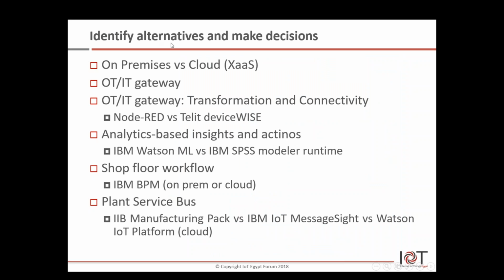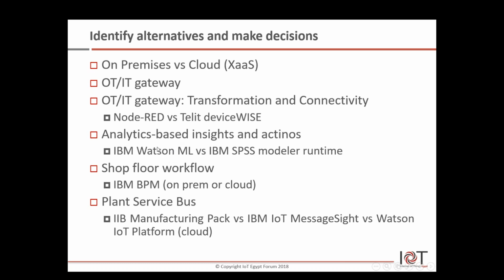we were able to identify alternatives and make decisions for different aspects like the OT, IT gateway, and the on-premise. The main issue you need to tackle is which part is on-premise and which part is on cloud. We identified different technologies on the gateway, for example, Node-RED versus Telet device-wise. These are two different technologies for transformation and connectivity on the gateway.